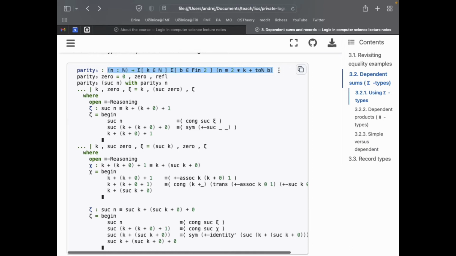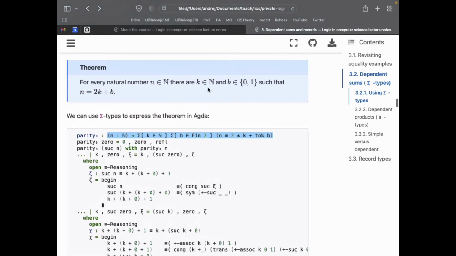Anyway, here this is the same theorem, and it's using sigma. How is it using sigma? It says, for every number n, we can have a dependent pair. The first element of the pair is a number. The second element of the pair is from this type, which depends on k, by the way. What is this type? Well, this is another dependent pair. So the second component will really be a b, which is 0 or 1. And the third component will be a proof that the desired equality holds.